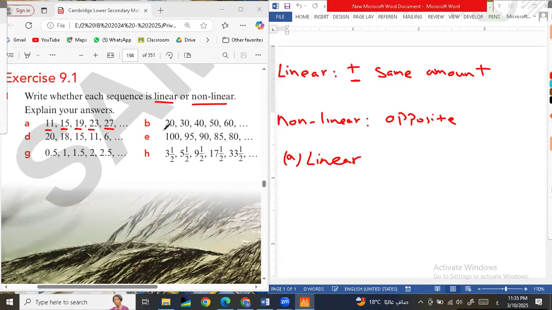Question B, 20, 30, 40, 50, 60. Every time I'm adding, the term-to-term rule here is add 10. So question B is also linear.